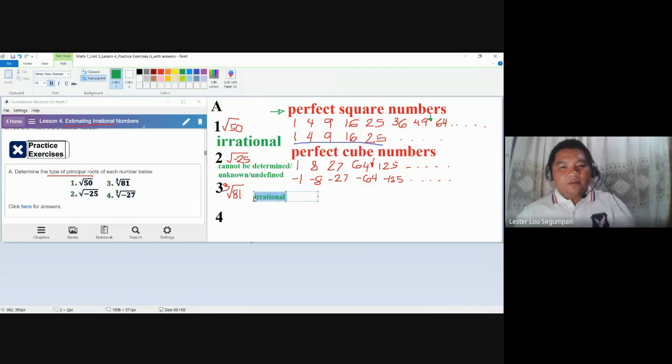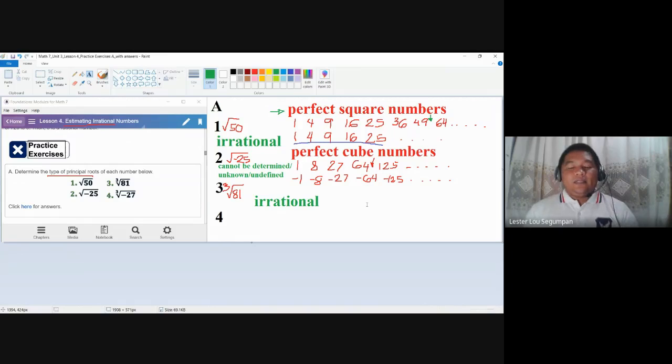irrational. Irrational, because again, 81 is not found there.